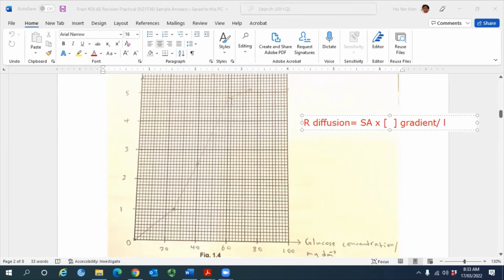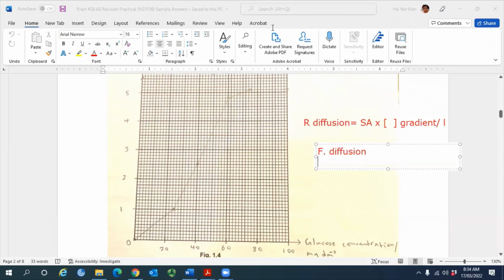So the first evidence is that as concentration increases, the rate of uptake increases. So this is actually facilitated diffusion, facilitated because glucose cannot pass through the membrane directly. It has to pass through a carrier protein, because it's too big, and it's hydrophobic as well. So this is the first evidence.